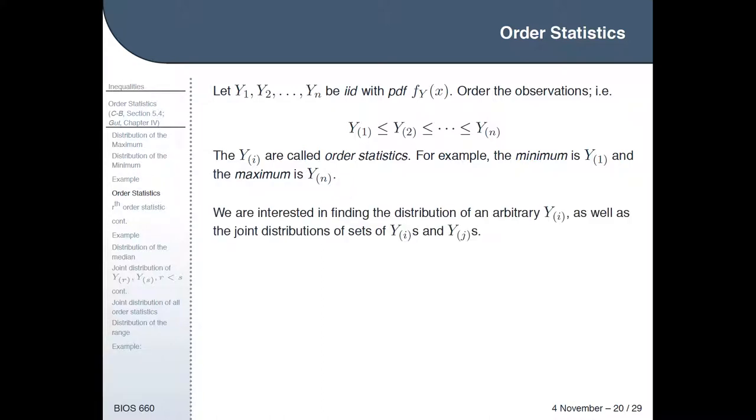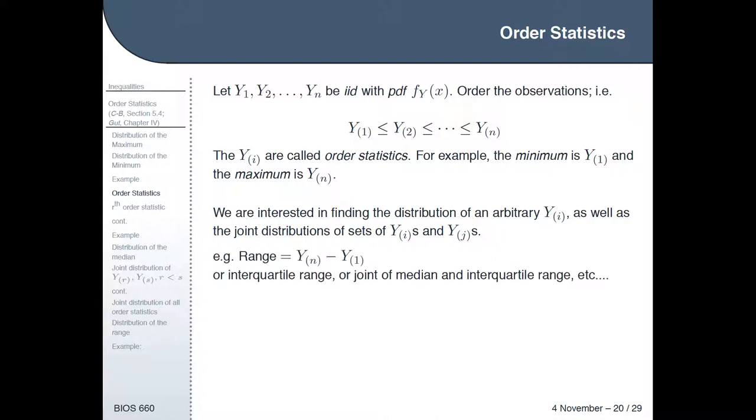And we want to find the distribution of not just the maximum or the minimum, but some arbitrary Y(i), and say we also want to find the joint distribution of any possible pairs of these Y(i)'s. For instance, if we have the joint distribution, then we could find the distribution of the range, or the distribution of the interquartile range, or some sort of distribution of the median and interquartile range, etc., etc.